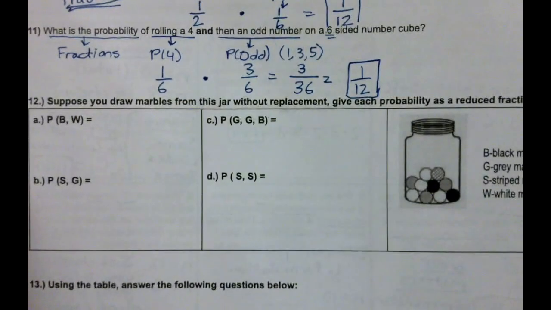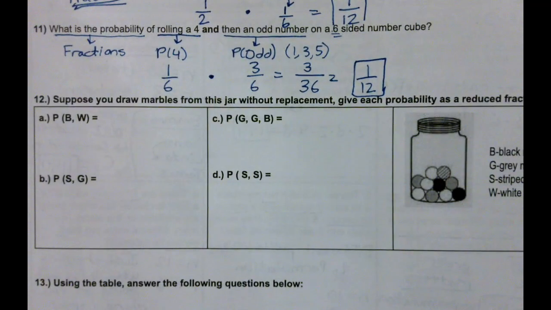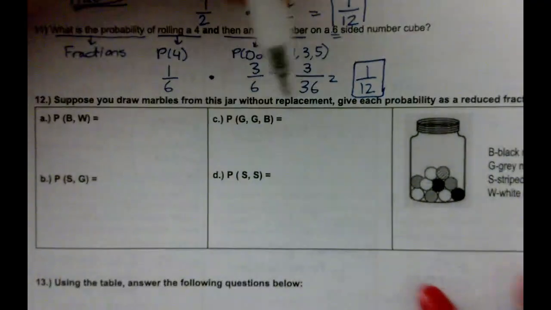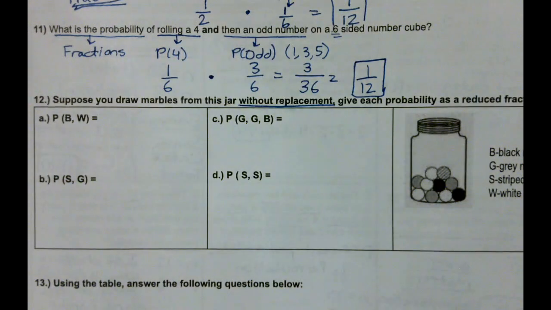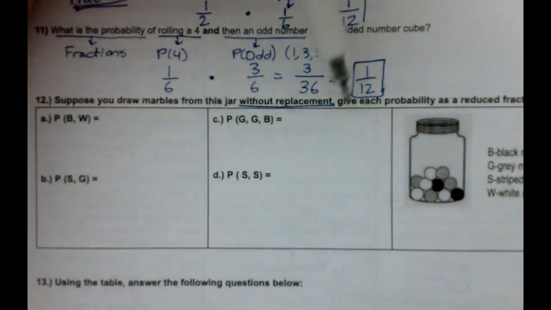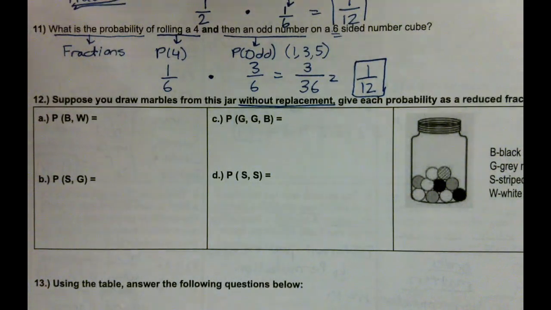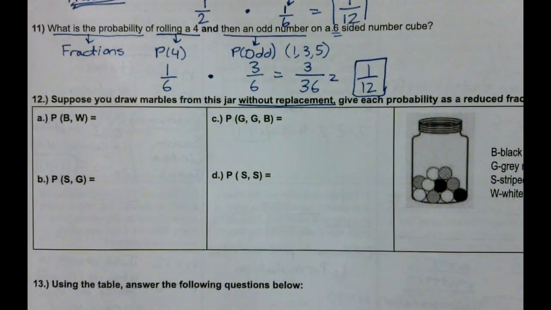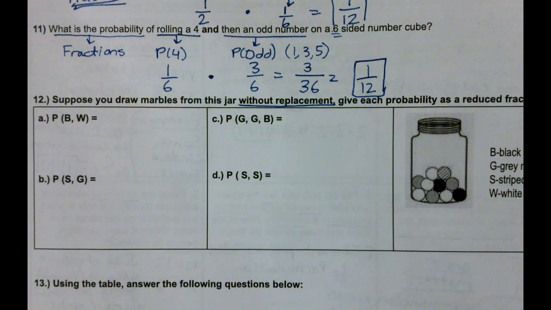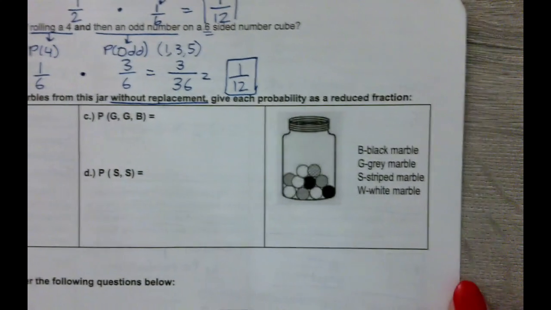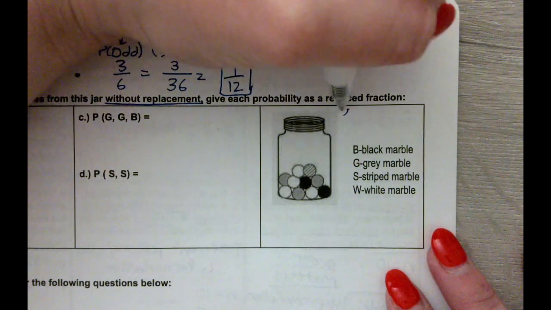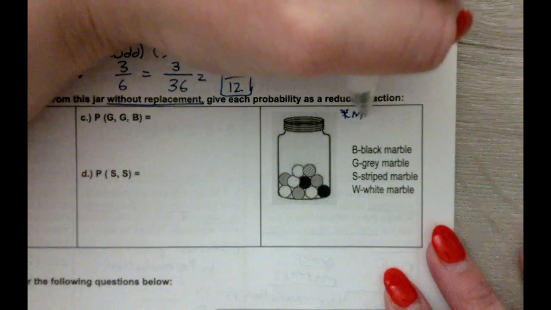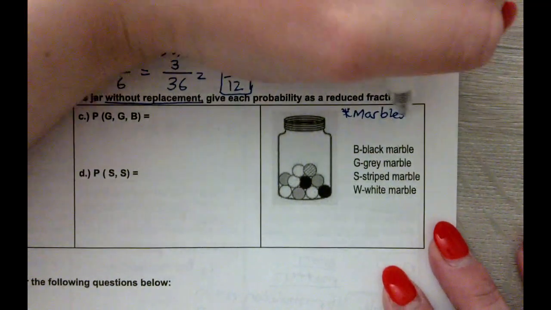Okay, number 12. Suppose you draw marbles from this jar without replacement. Without replacement, pay attention to that. Give each probability as a reduced fraction. Again, it says that in directions, but on the test, if you don't do it, you're still going to get the point, as long as your fraction is correct. Okay. I'm going to add the note here, marbles not replaced.